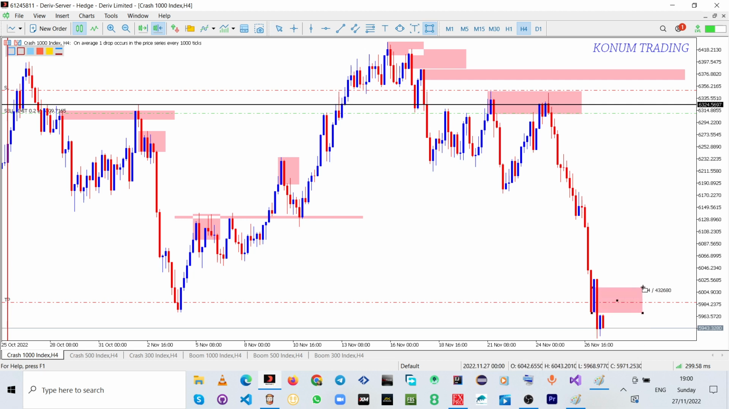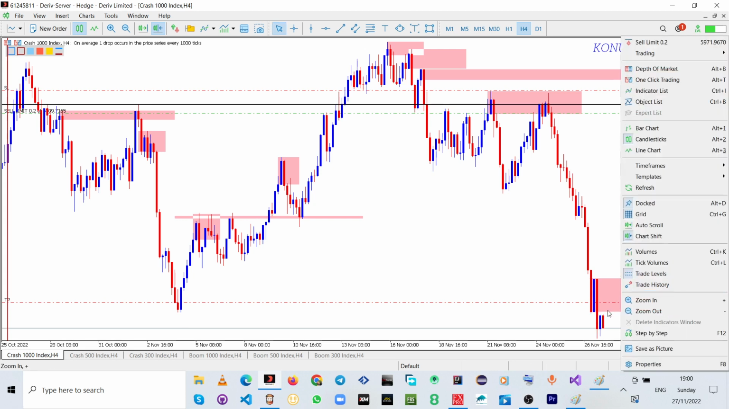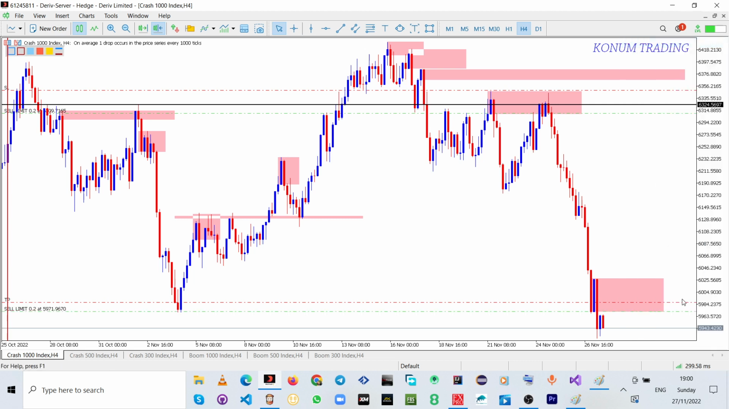1:100 when you combine the two. So this is the latest zone that we have. We're now waiting for it to get triggered. So it's just like this. Set your sell limit. That's how you do it.